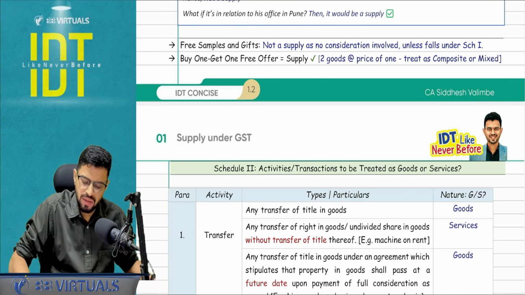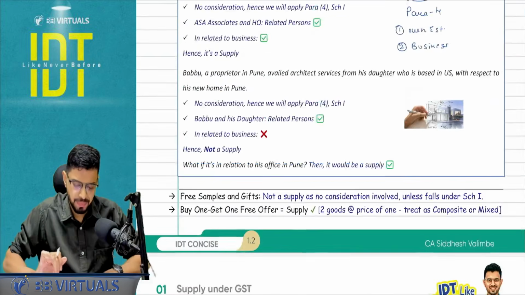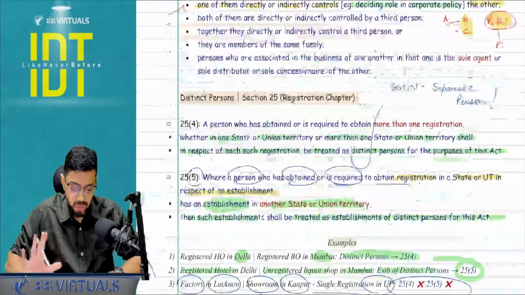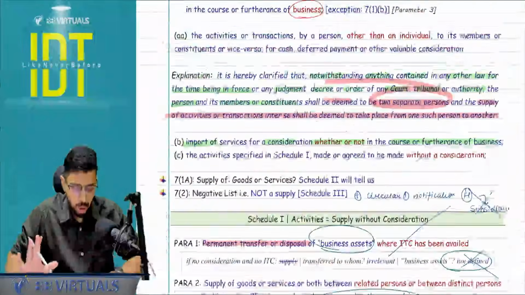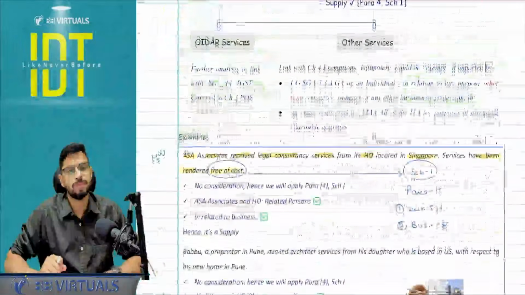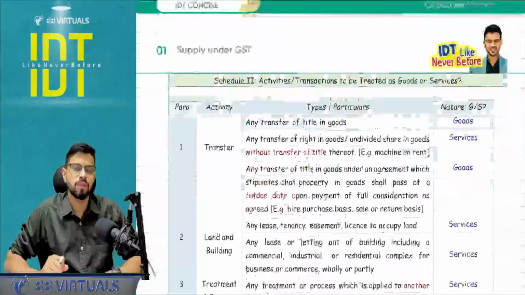Now what I have written, treat as composite or mixed, that I will cover later. It is yet to be done. So this is my section number 7, which is completed very properly. All the paragraphs are completed. All the related definitions we are done. This is your foundation section. Along with schedule number 1 we are done.